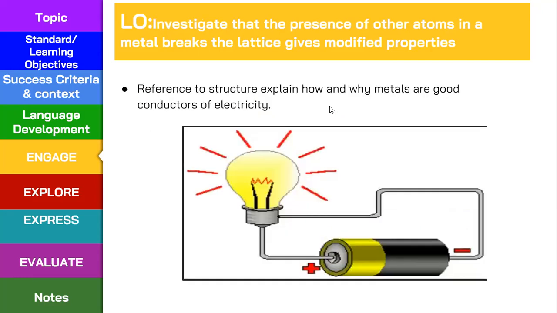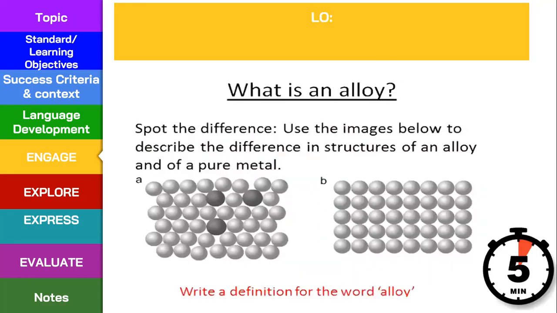Okay. With reference to structure, explain how and why metals are good conductors of electricity. Delocalized electrons can move throughout the structure and can carry the charge. What's an alloy? An alloy is actually a mixture of metals, sometimes even a non-metal with metals. The way of mixing them is really easy. We convert them into liquids by melting them, we mix them thoroughly, and we solidify them again.